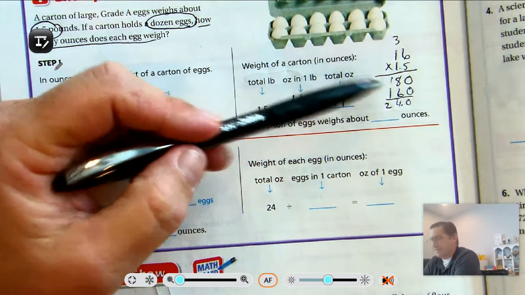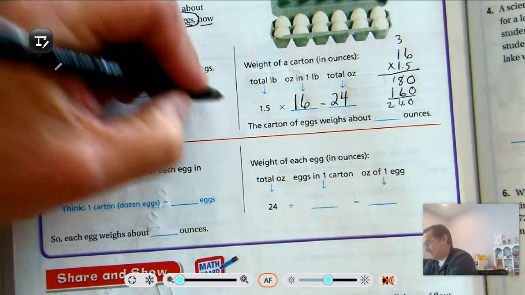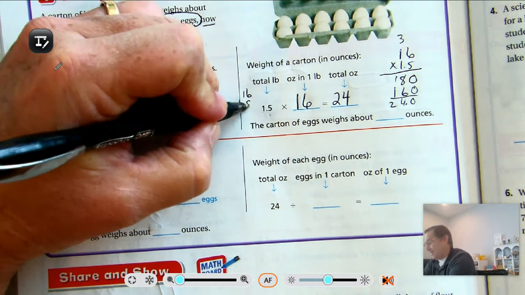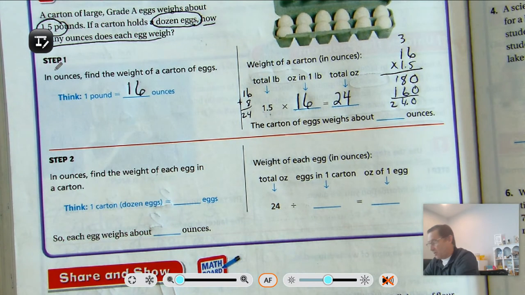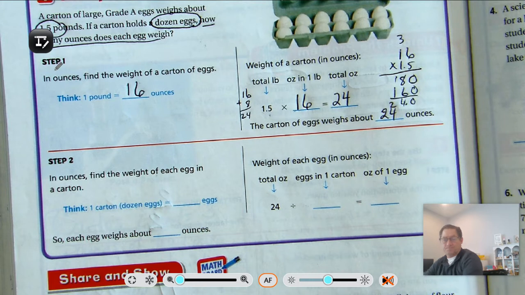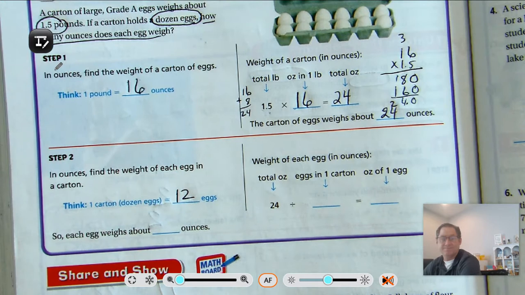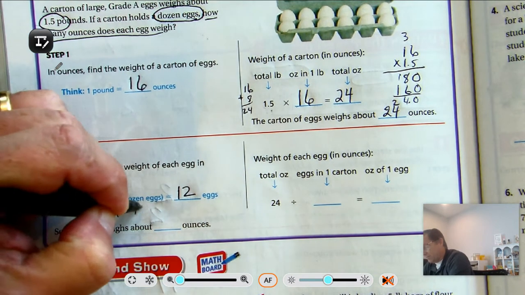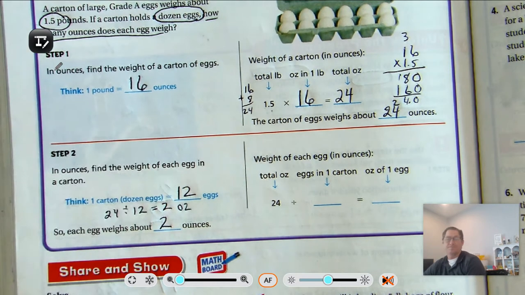Now, you could have figured this out without having to multiply this, because 1 times 16 is 16. And what would be half of 16? 8. So 24. Okay. All right, so now the carton of eggs weighs about 24 ounces. 1 carton equals 12 eggs. So 24 divided by 12 would give us 2 ounces.